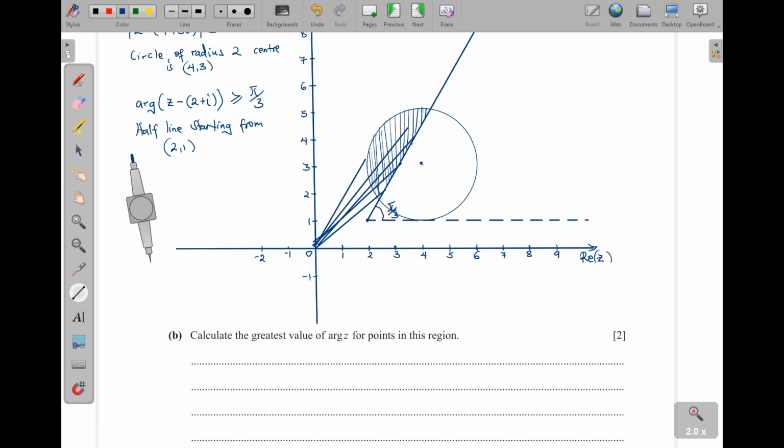But of course, the one that is going to give us the greatest argument is going to be the one that is going to act as a tangent to this circle here. Okay, it will produce the biggest what? Angle. So by removing all of this and then we draw something neat, I just come to this one here and then I draw a tangent there, just like that.